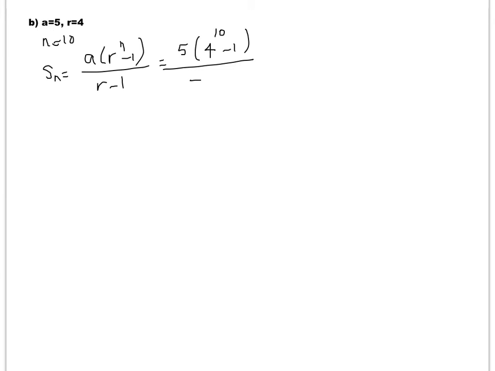The next example, the sum of the first 10 terms. If the first term is 5 and r is 4, and n is 10, we use the formula S sub n is equal to a times r exponent n minus 1 divided by r minus 1, which is 5 times 4 exponent 10 minus 1, divided by 4 minus 1. If we simplify this, we get 1,747,625.